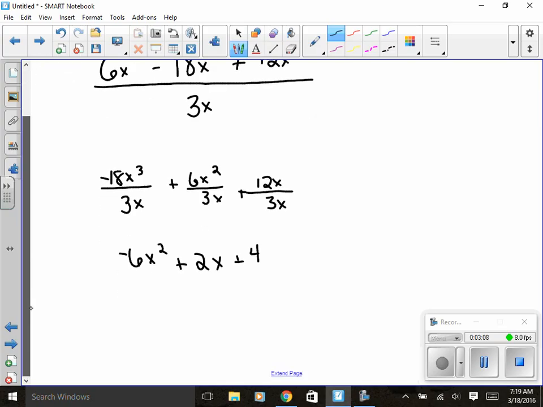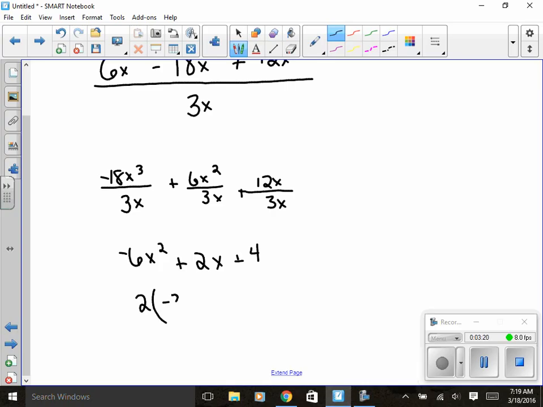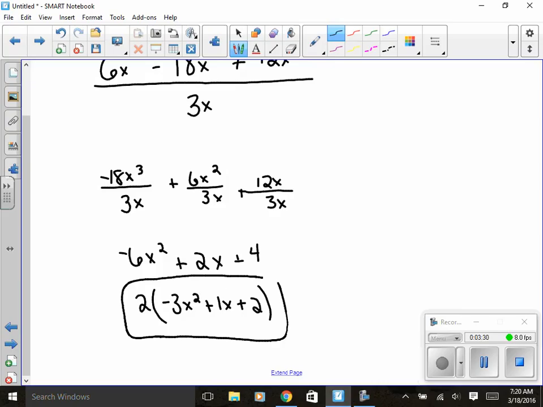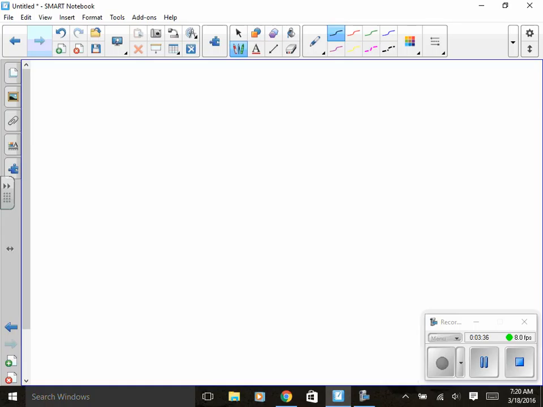Now, yes, this is my answer, but sometimes if you're still left with a fraction, you may want to keep going. So if you notice here, I can factor out a 2. Now I'm left with negative 3x squared plus 1x plus 2. And then you might need to factor depending on what you're doing. All right, so that's when you have a single term.